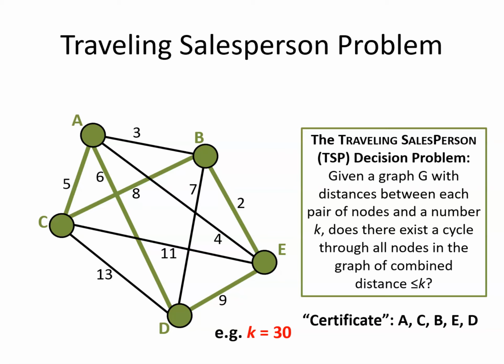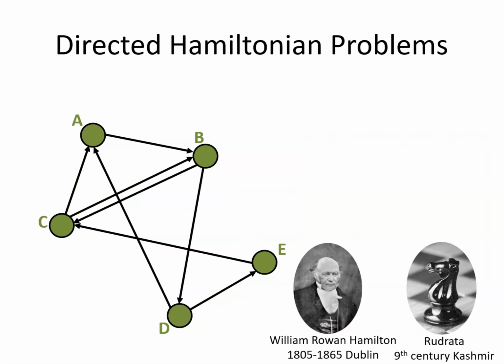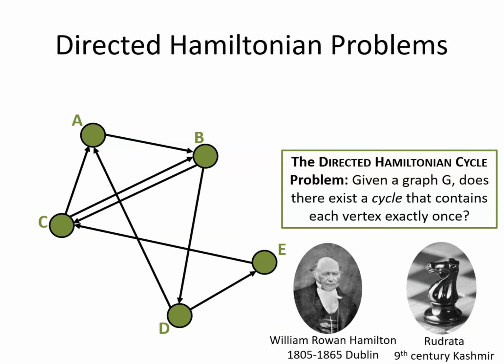Ultimately, our work for today is going to be showing that the traveling salesperson problem is NP hard as well, making it NP complete. To do that, though, we're going to first direct our attention to Hamiltonian problems. Let's start with directed Hamiltonian problems. One such problem is this, the directed Hamiltonian cycle problem.